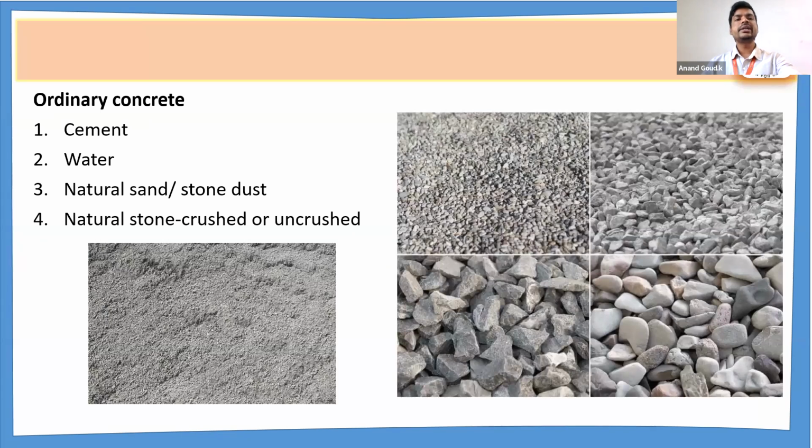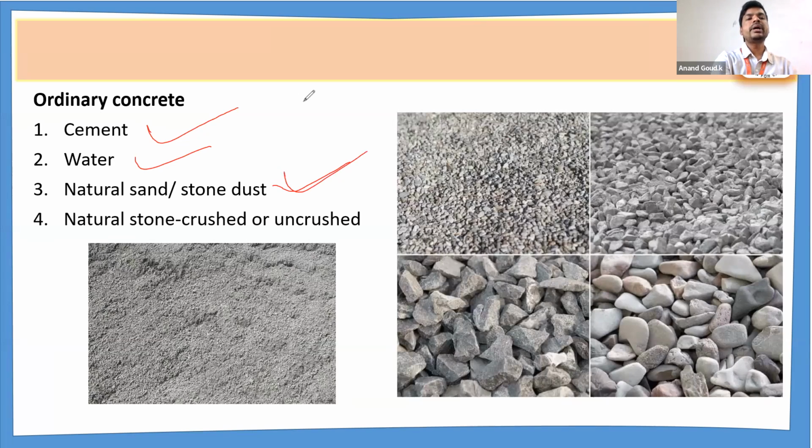Yeah, coming to the ordinary concrete. Okay, here, ordinary concrete. So here, these are the ingredients. In the ordinary concrete, the first ingredient is cement. Okay, the first material is cement, and the second material is water. And the third one is natural sand or stone dust. Okay, this is very, very important. Just listen carefully. Okay, natural sand or stone dust.